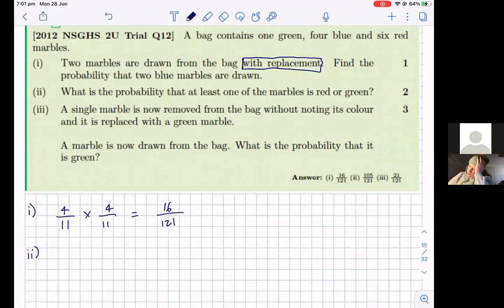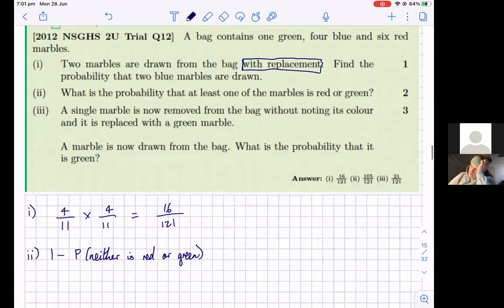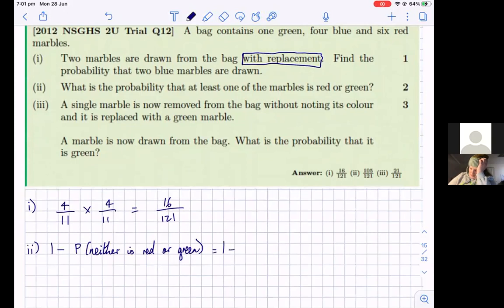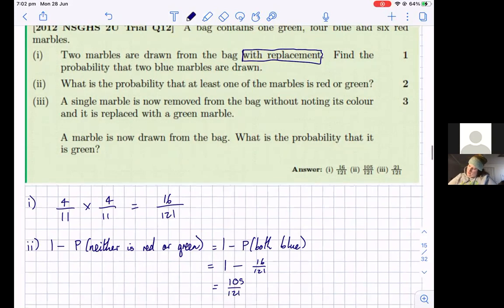Probability that at least one of the marbles is red or green, that's 1 minus the probability that neither is red or green. And if they're not red or green, they must have both been blue. Which is 1 minus the 16 over 121, which gives us 105 over 121. Number 3.